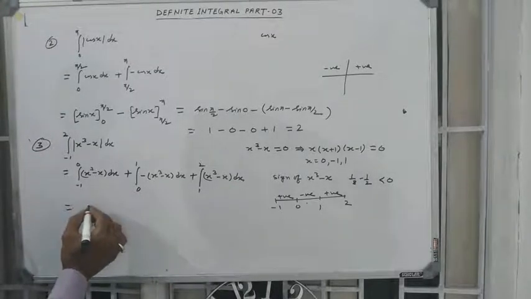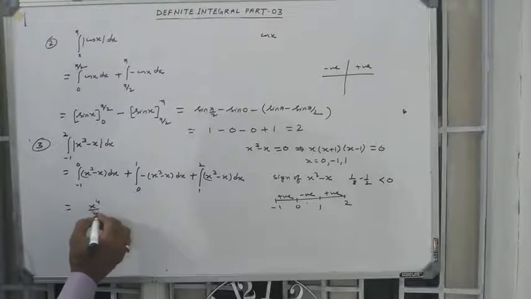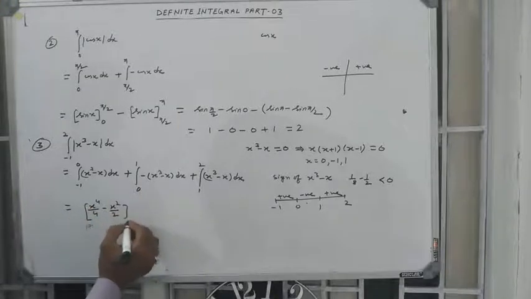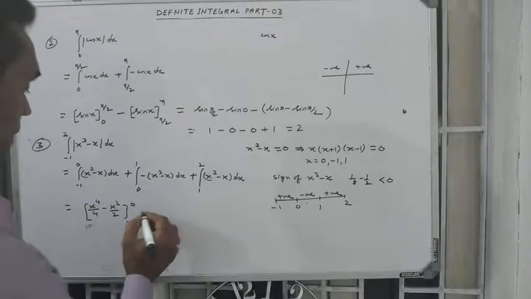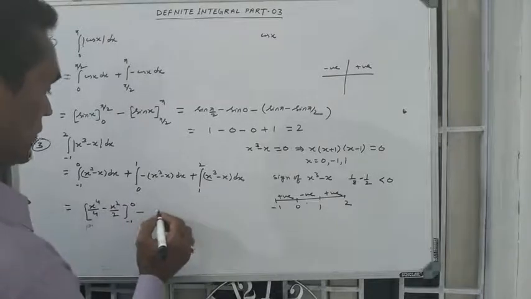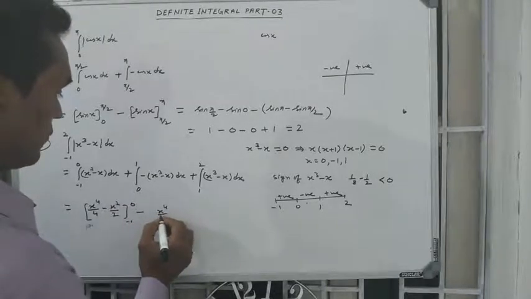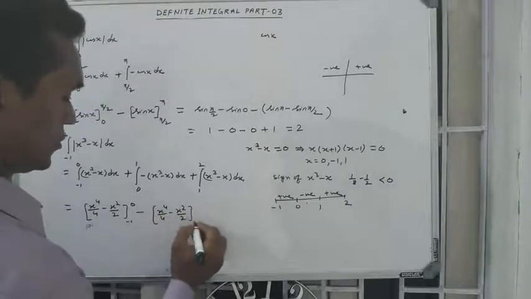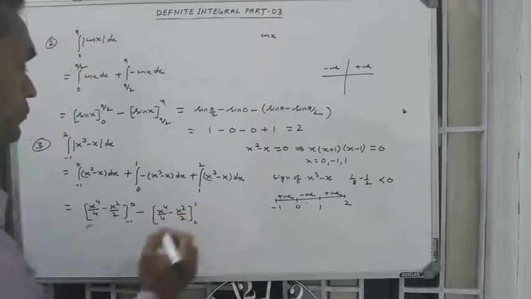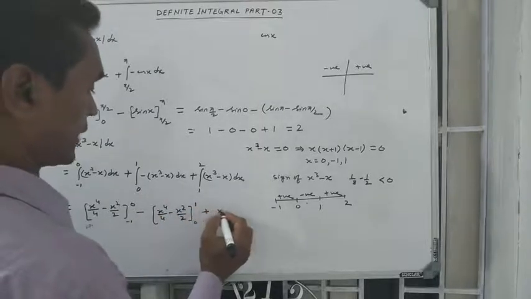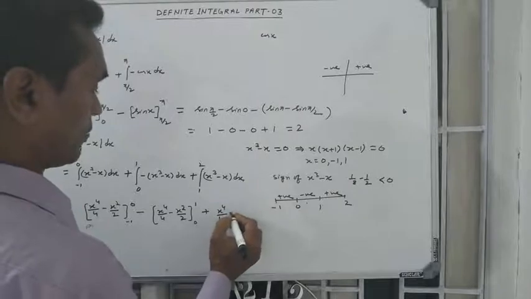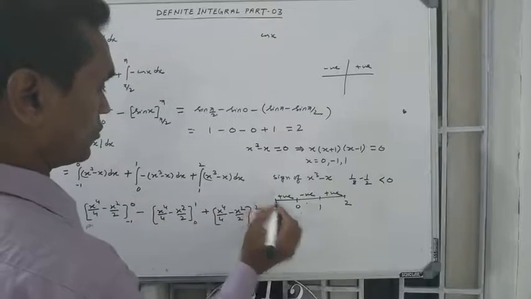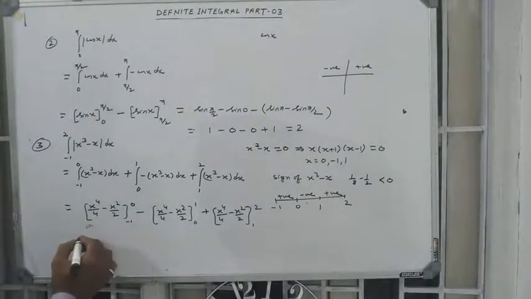Find its integral, x^4 by 4 minus x square by 2, from -1 to 0. Keep your minus sign outside, then x^4 by 4 minus x square by 2, from 0 to 1. Then x^4 by 4 minus x square by 2, from 1 to 2. Now we have to put the values.